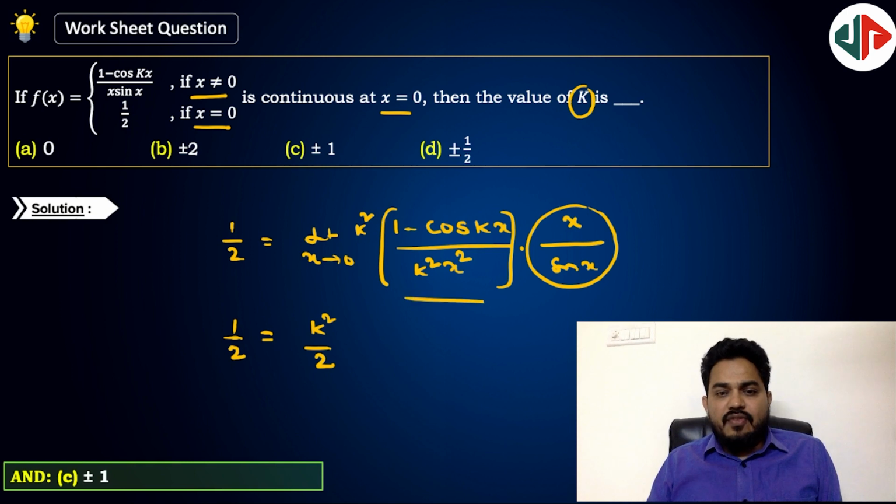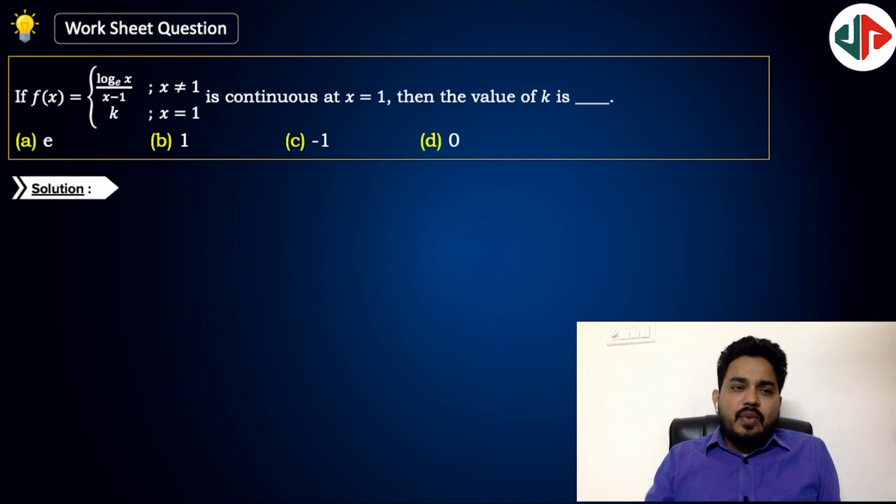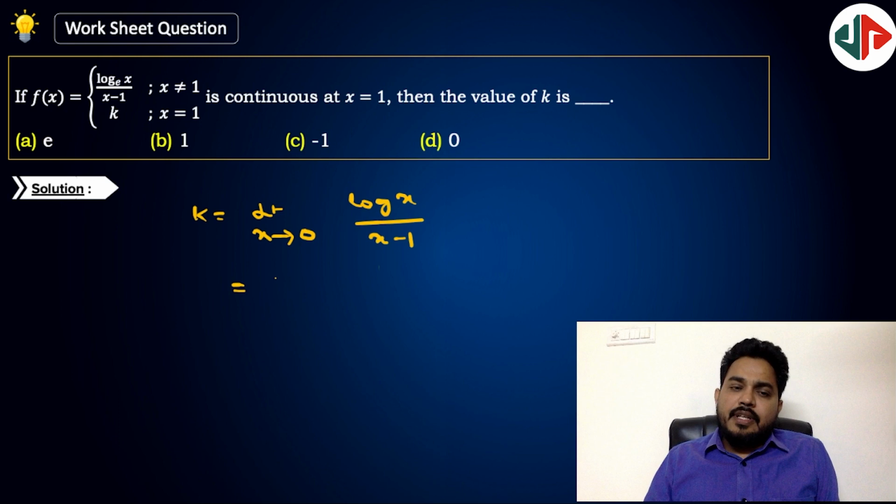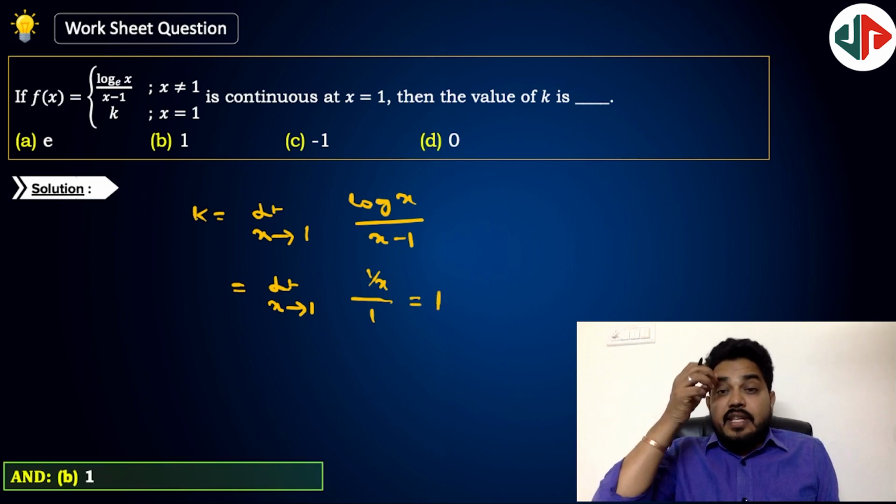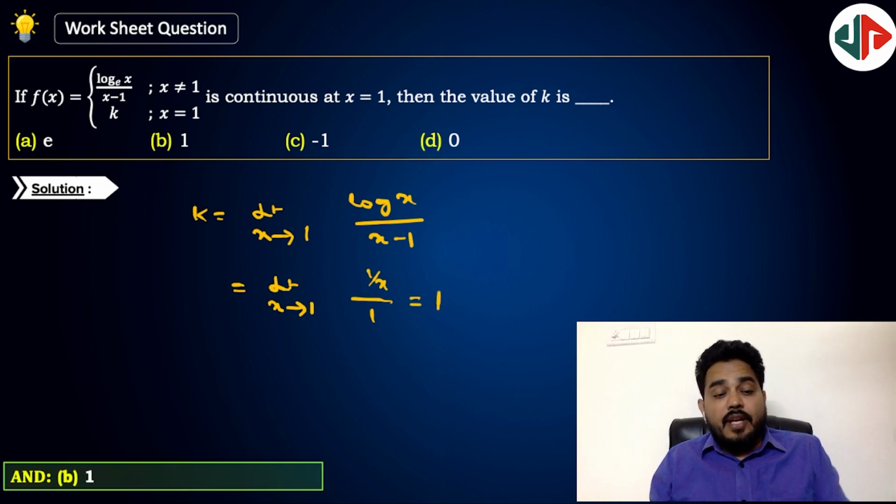Because this is the standard formula, this one also standard formula. K is equal to... limit x tending to 0, log x by x minus 1. So go for the L'Hospital rule. Limit x tending to 0, okay, oh, limit x tending to 1, sorry. So 1 by x by 1, so is equal to 1. Limit value is equal to 1.